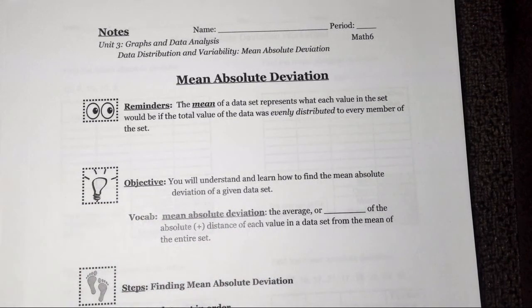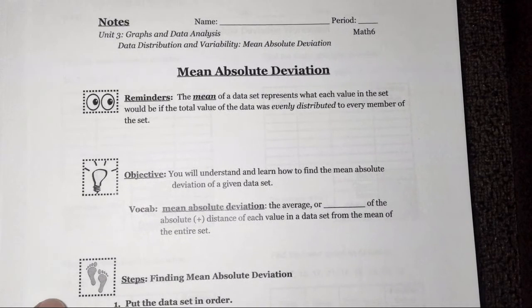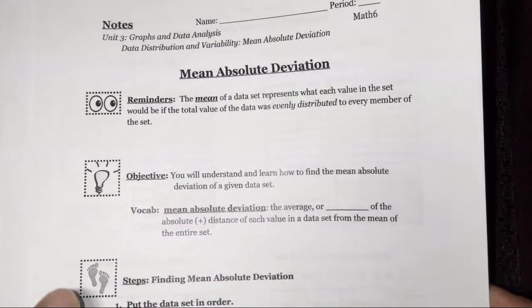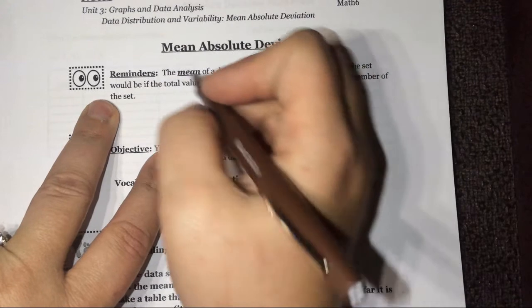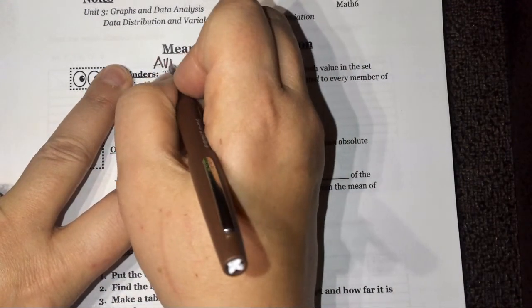Okay, let's talk about mean absolute deviation. First of all, let's talk about what these three words mean. Using the word mean again. What is the mean? The average, okay? So I want you to think of mean absolute deviation as the average, okay?